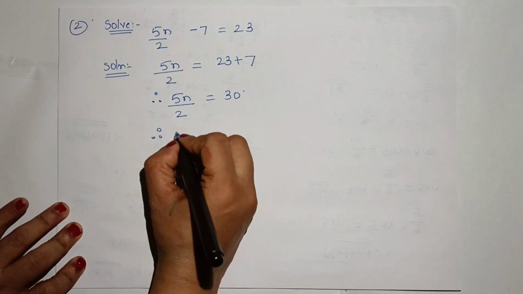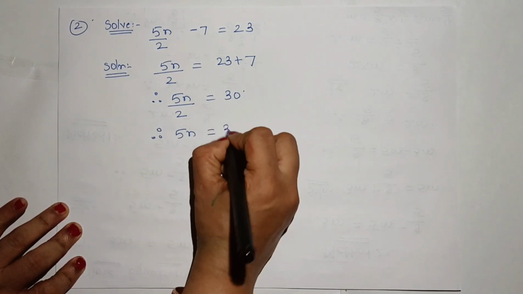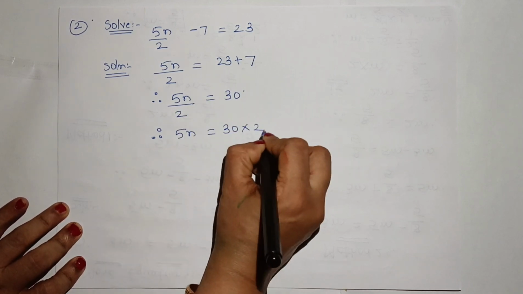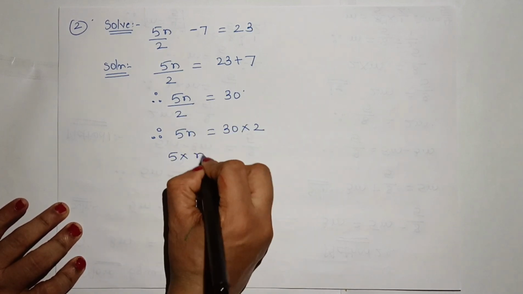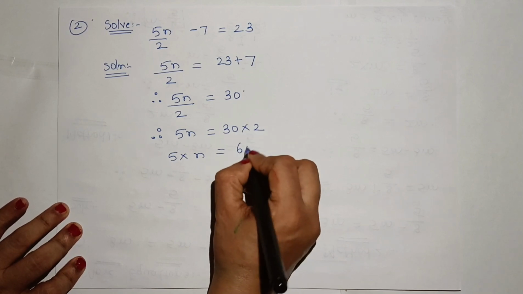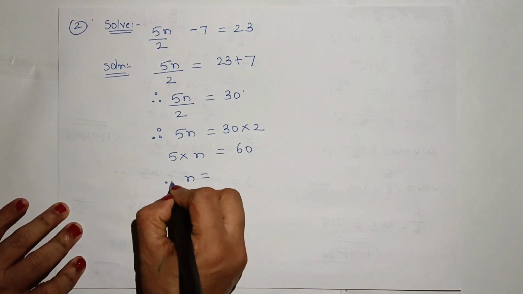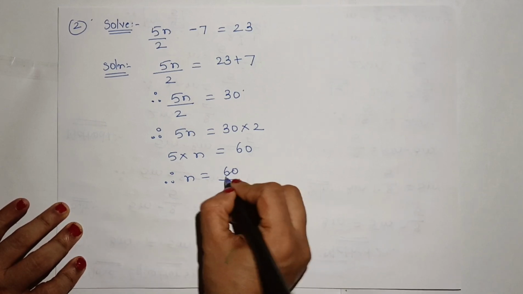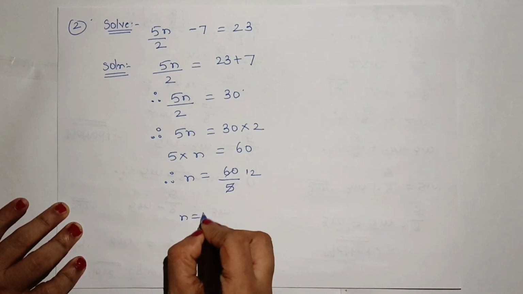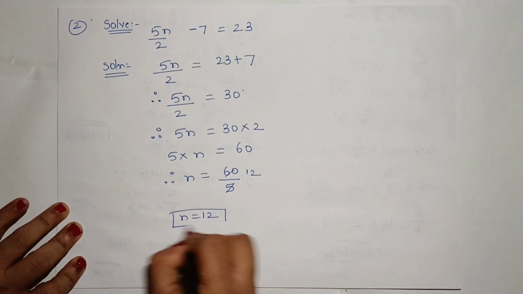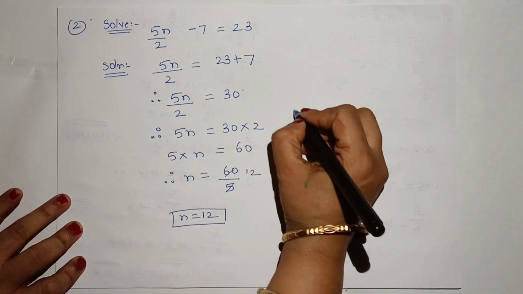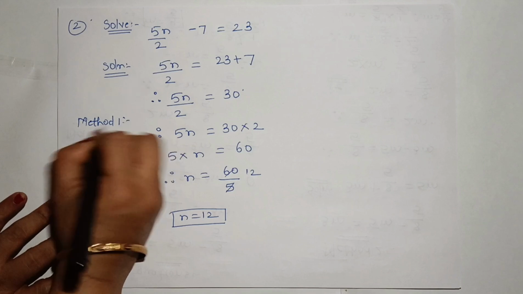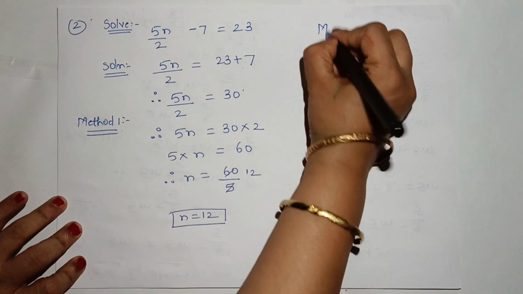Now, therefore, first find the value of 5n. 30, 2 you can shift to that side. It becomes multiply. 5 into n, 30 into 2 is what? 60. n is equal to, therefore, 60 by 5. 5 twelves are 60. n is equal to 12. I hope you understood. So this is your method 1. Are you getting?